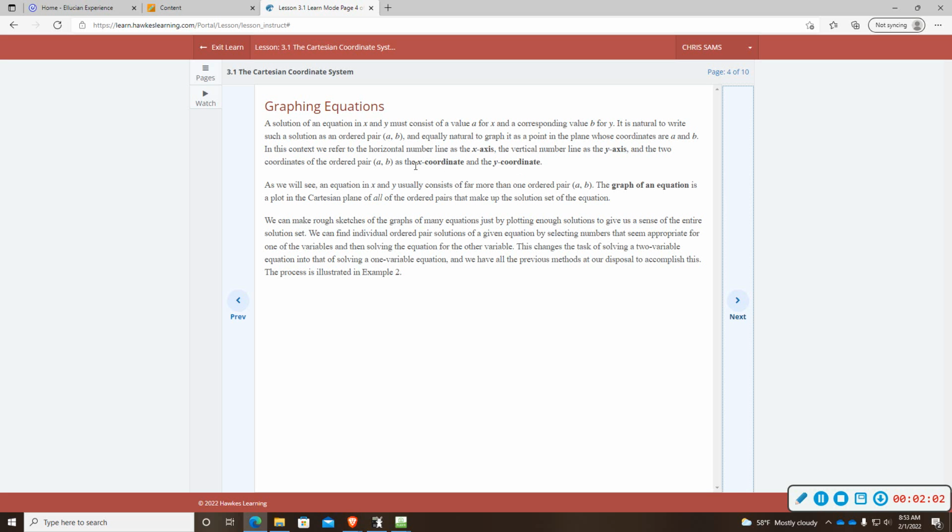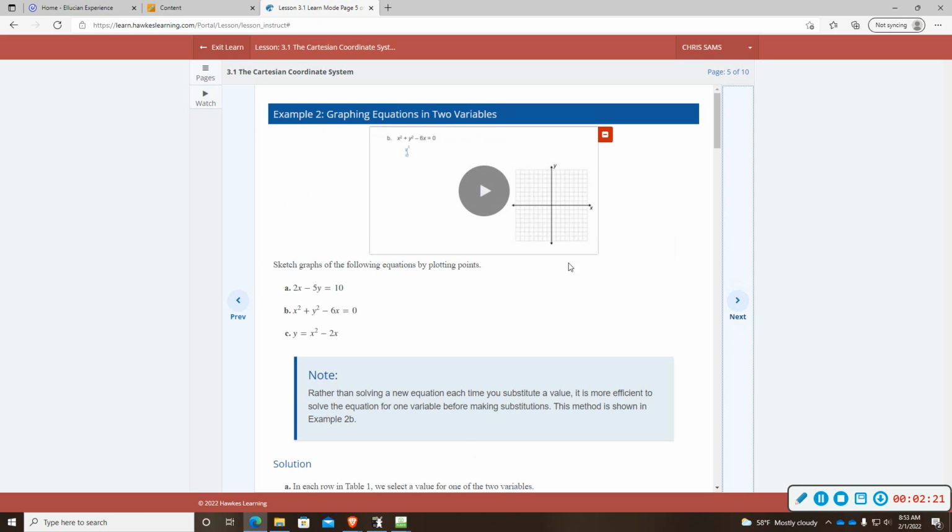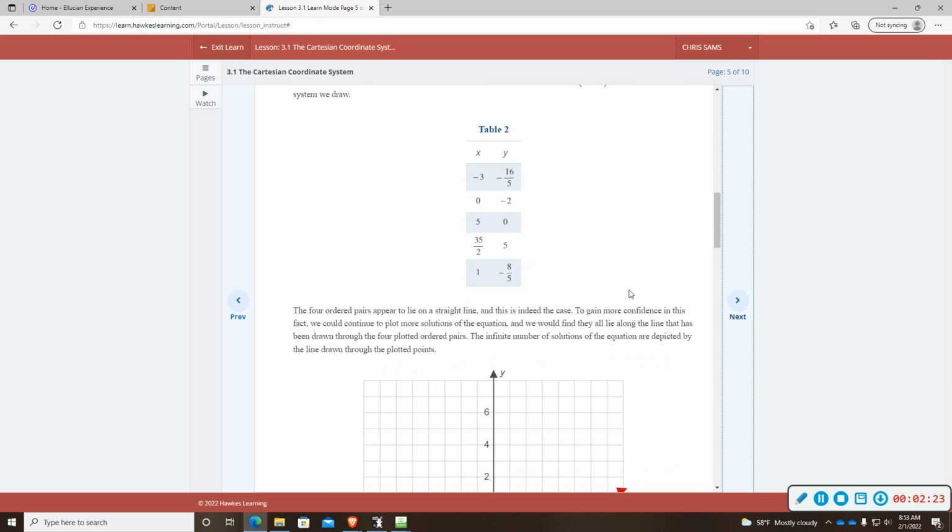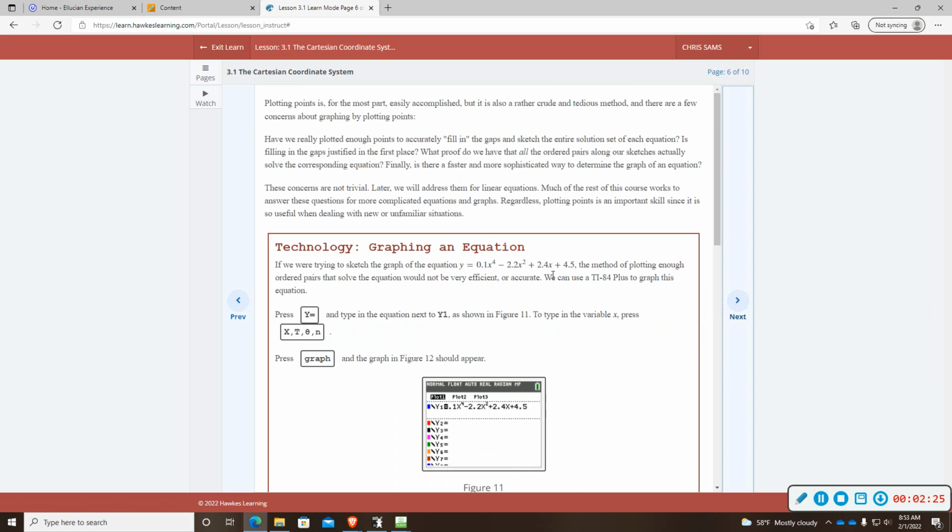Then we have what we call the first coordinate, which is the x, and the second coordinate, which is the y. It's helpful to remember that they go in alphabetical order, A, B, and if you say the alphabet, x comes before y. So just remembering that will help you keep these in order. And we have a few more examples that they provide, some videos.